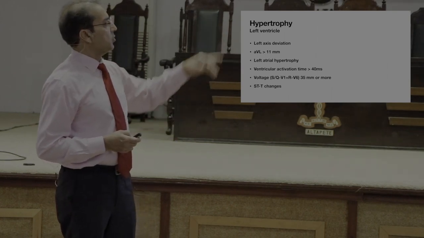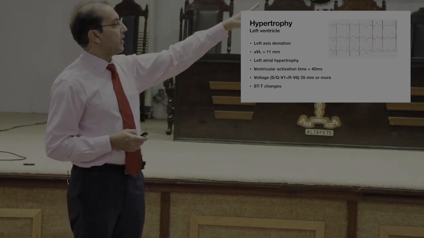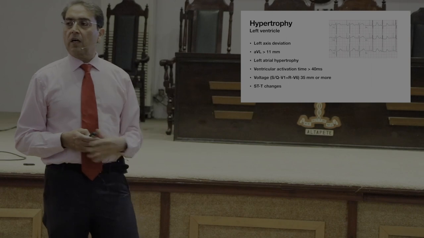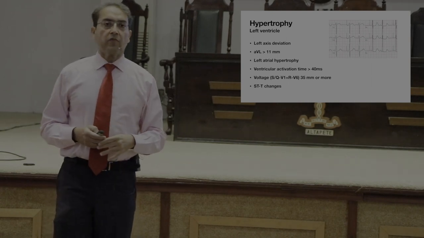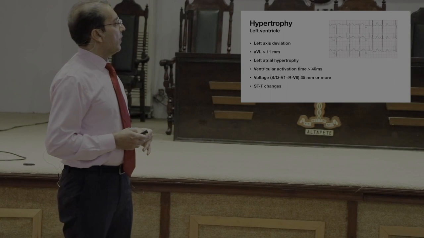And you can see this is a picture of the voltage criteria. You can see V1 here, and you can see V6 there. You can add up. If it is more than 35, this is left ventricular hypertrophy.